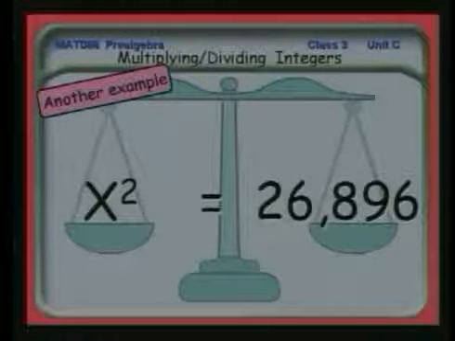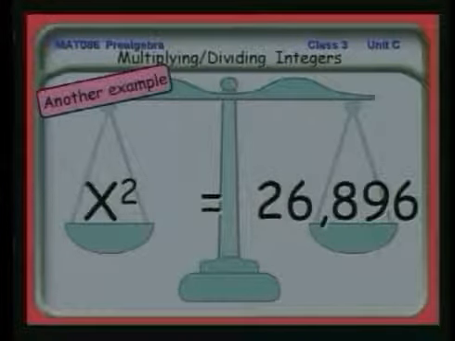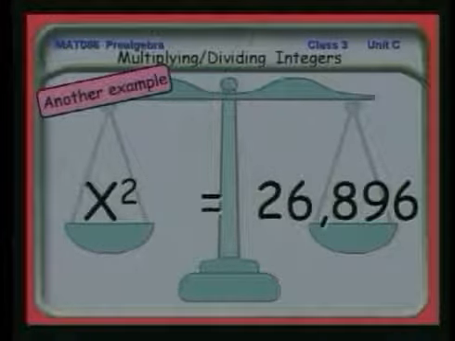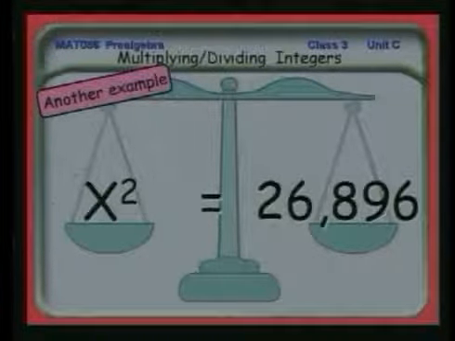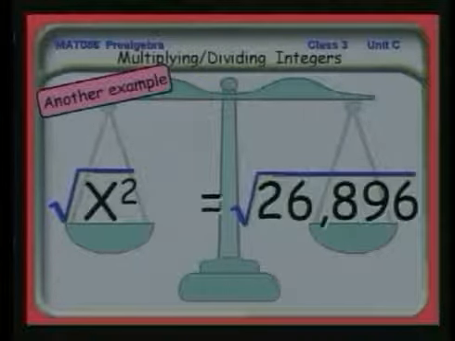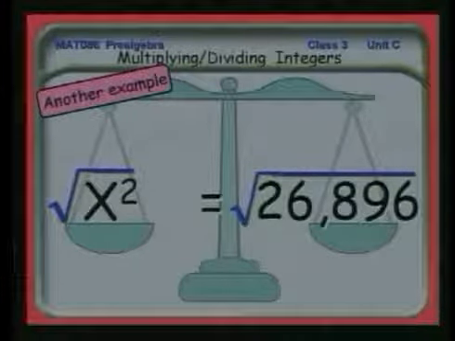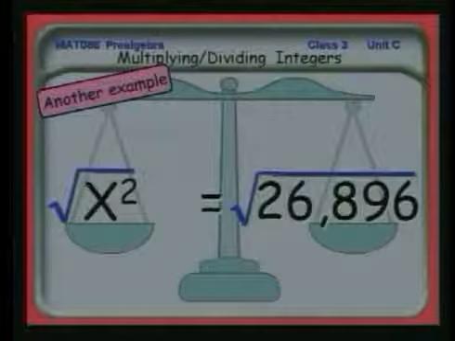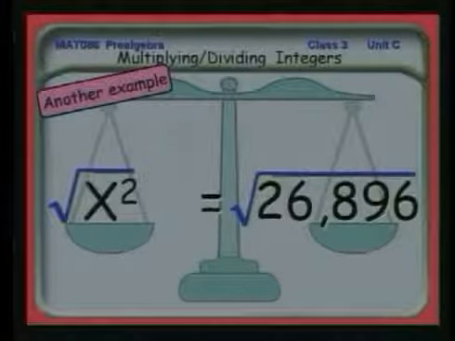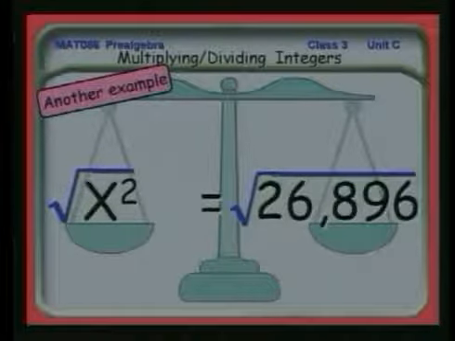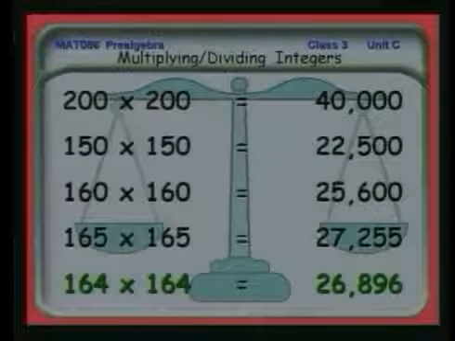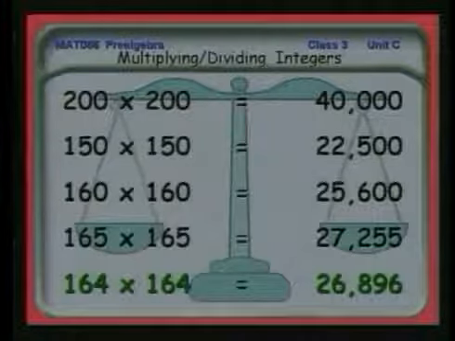Let's look at another example. This is a bit more complicated. We have x squared equal to 26,896. So we need to do the same thing to both sides of the equation. To get x by itself, we need to take the square root. This is a fairly complicated square root, and the best way to do it is to try to sneak up on it.